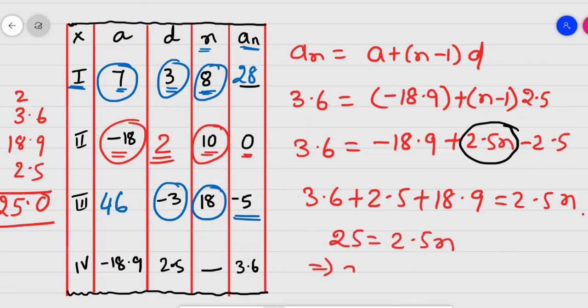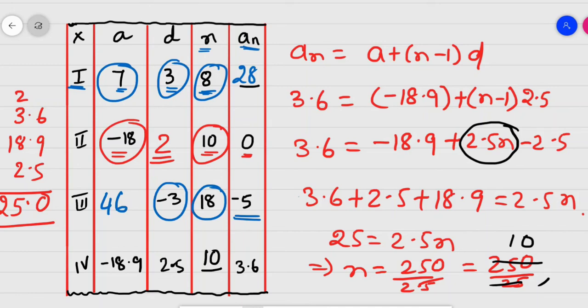So this implies n is equal to 25 by 2.5. If you need to remove the point, you will have to add 0. So it will become 250 by 25. So 25 ones are 25 and 25 tens are 250. So how many terms are there, children? There are 10 terms. So this way, if you know 3 things, you can find out the 4th one.